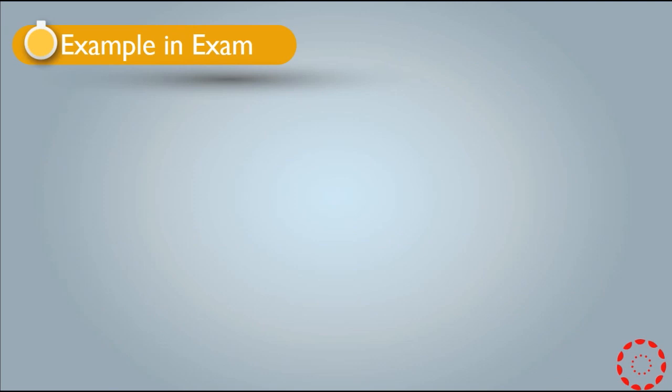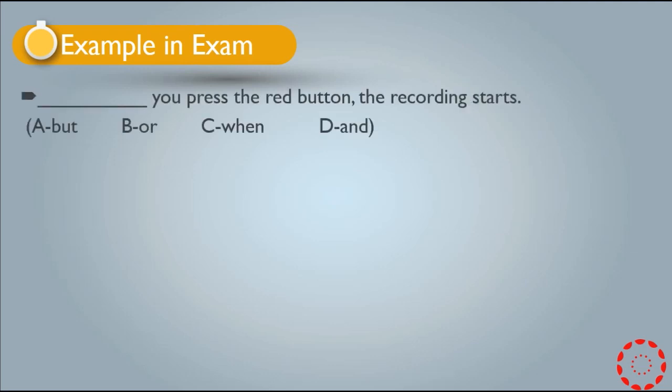As an example in exams, or we can say in national exams, we have multiple choices. So we have to remember the rule of the open conditional. The question is like this: dash, you press the red button, the recording starts. You press the red button, the recording starts. If you see, after the dash or the gap, both sentences are present simple.